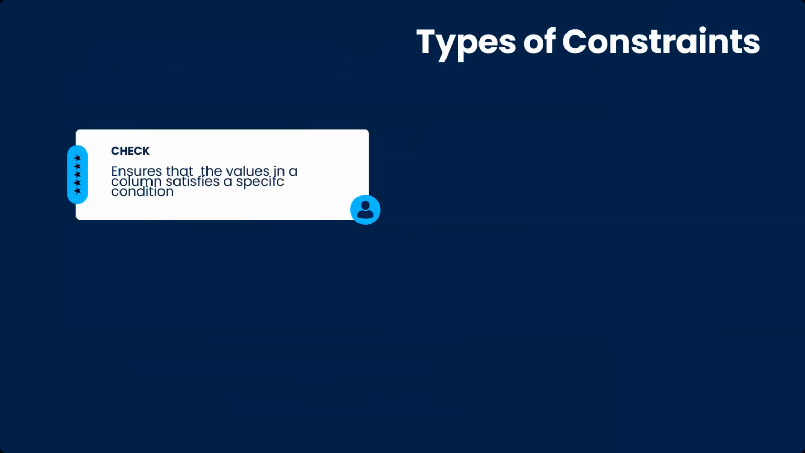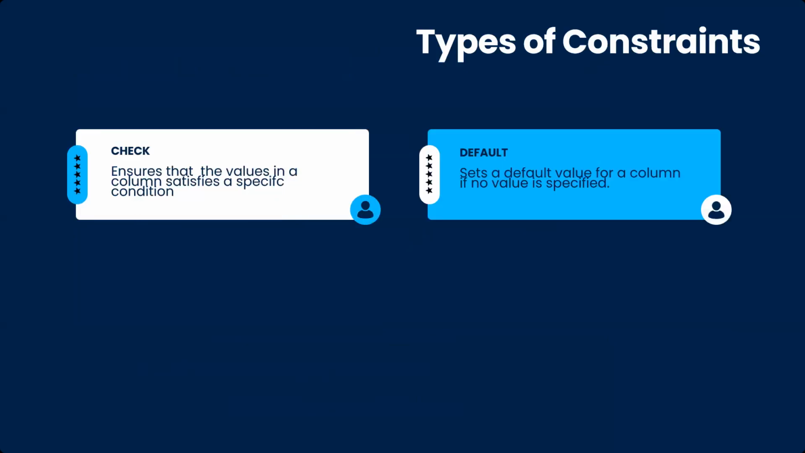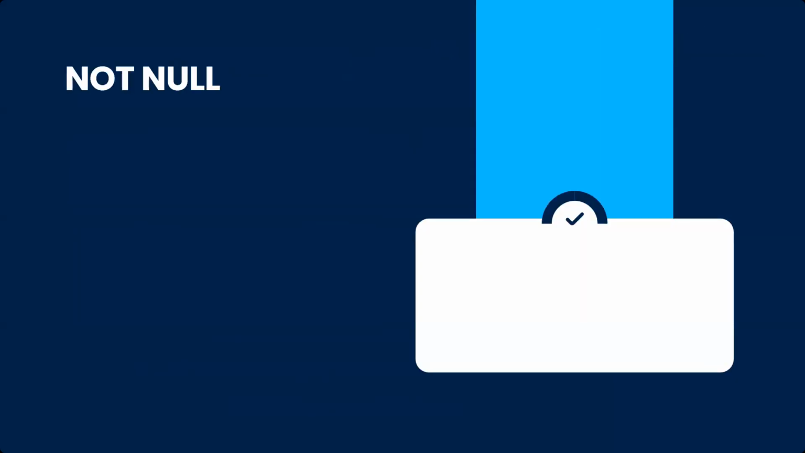And check constraint. Check is the constraint which ensures that the values in a column satisfy specific conditions. Let's suppose the age of a person should not be above 120. If somebody tries to give 130 as the age, the check constraint tells you that you are violating the rule. There are certain cases where we use check constraints. Default sets a default value for a particular column if no value is specified by the end user. Let us go one by one.